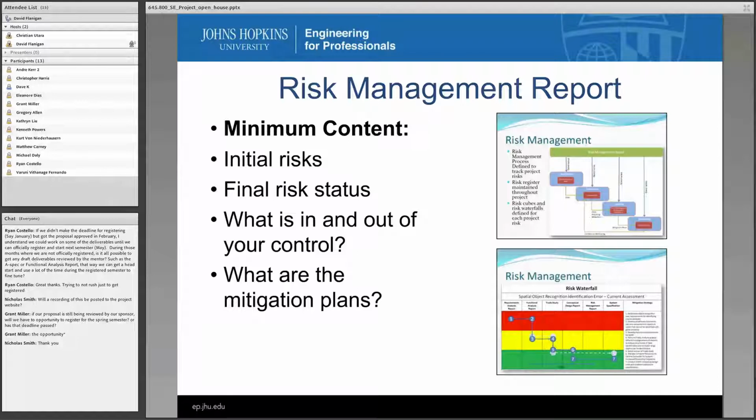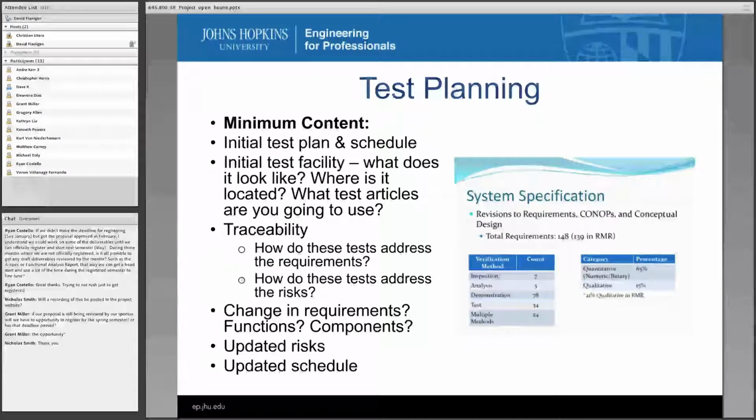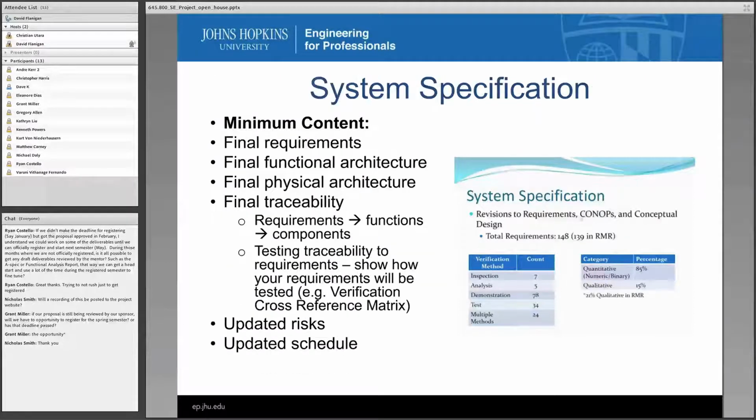Okay, and then again, you're going to see risk as you've seen throughout your classes. A relatively new thing that we started about a year ago: you have a test and evaluation class, so we wanted to have you put something in there in terms of test planning. So again, just a small portion in terms of planning, the facility, the traceability, and again, sort of the changes in your requirements, functions, components, risks, and schedule. So again, getting that test aspect also into that because you have a class.